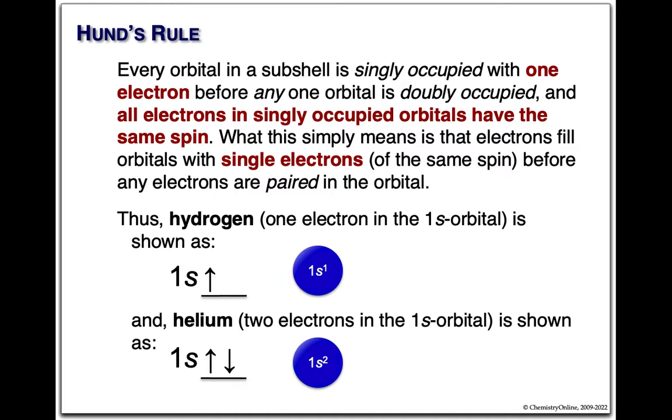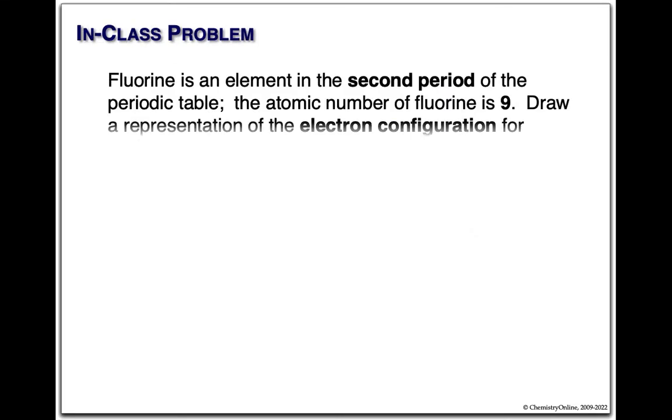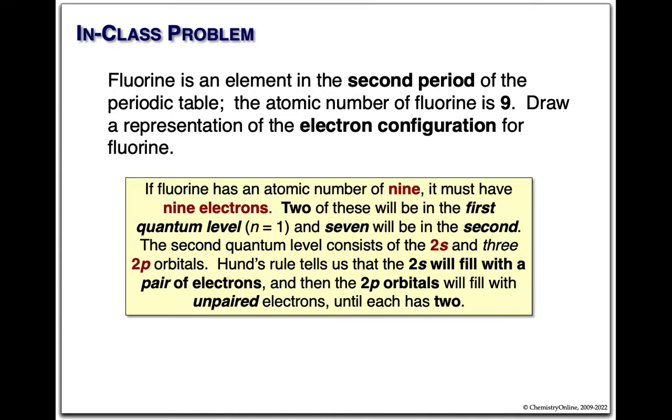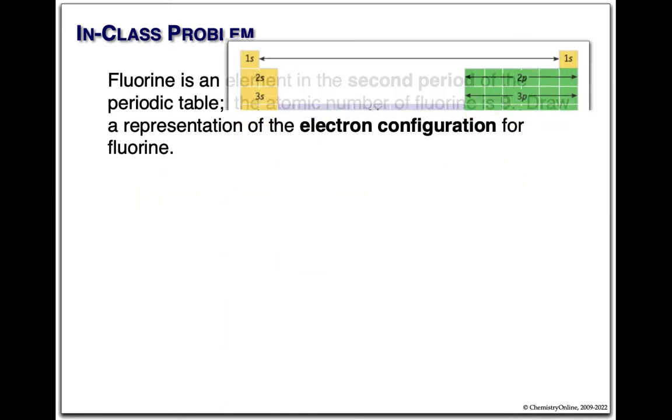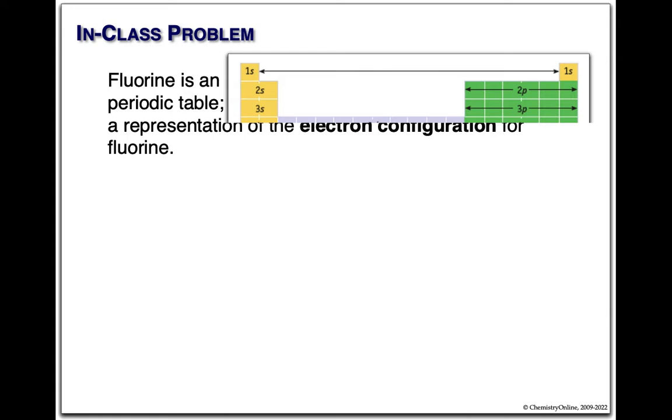All right, let's just do a simple thing for fluorine. Fluorine, atomic number of 9. Neutral fluorine has 9 electrons. 2 are going to be in the first, 7 in the second. It will have 7 valence electrons because those are the highest energy. Here's our configuration. Fluorine is over here, second period in group number 7.